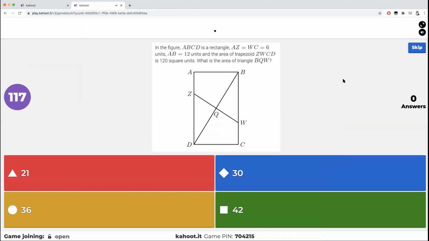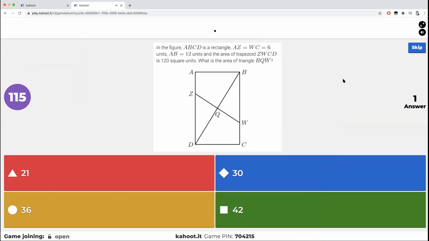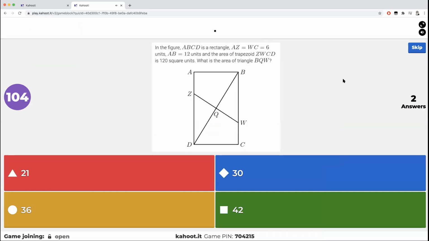In this figure, ABCD is a rectangle and AZ equals WC equals 6 units, while AB equals 12 units, and the area of trapezoid ZDCW is 120 square units. What is the area of triangle BQW?